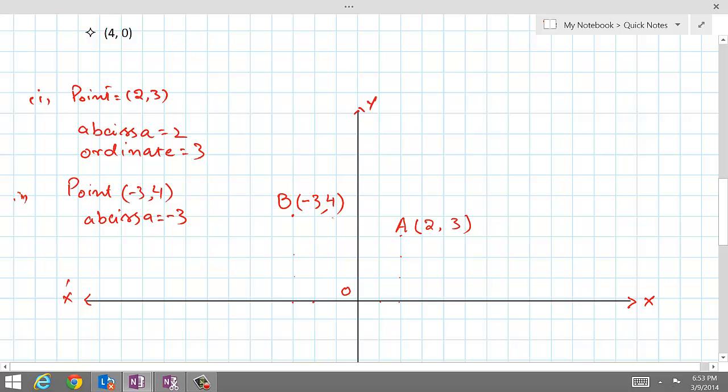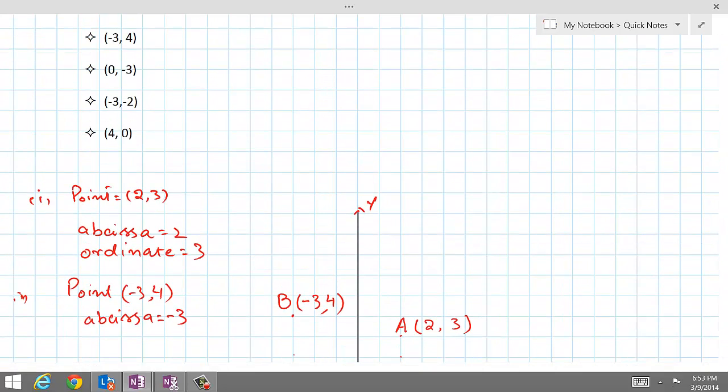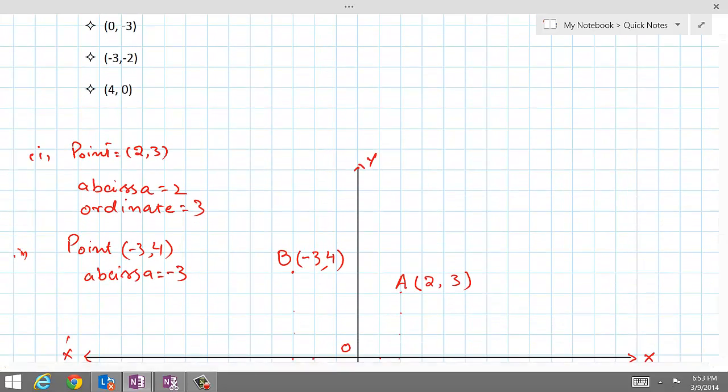What is the abscissa for this point? Minus 3. That determines the direction and the distance from the y-axis, and 4, which is a vertical distance, is the distance from the x-axis. And let's plot another point, and that's 0, minus 3.